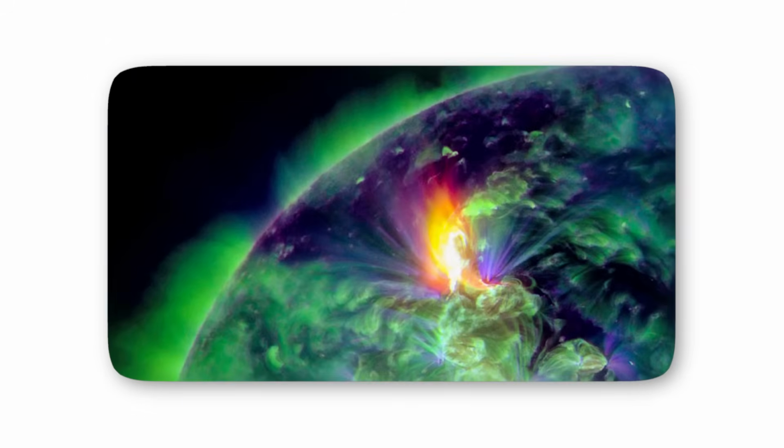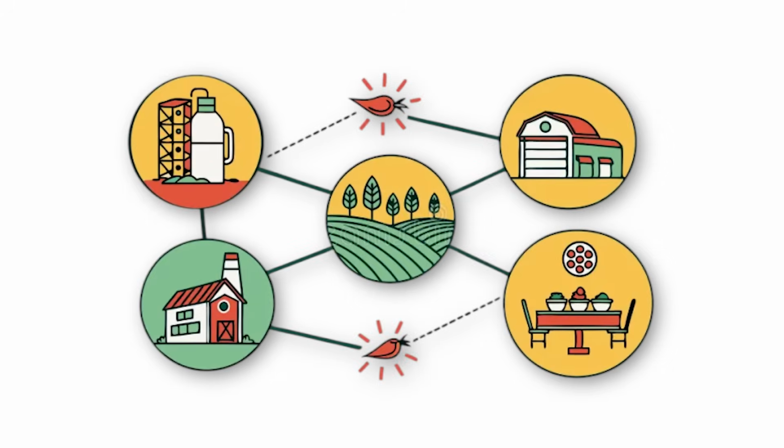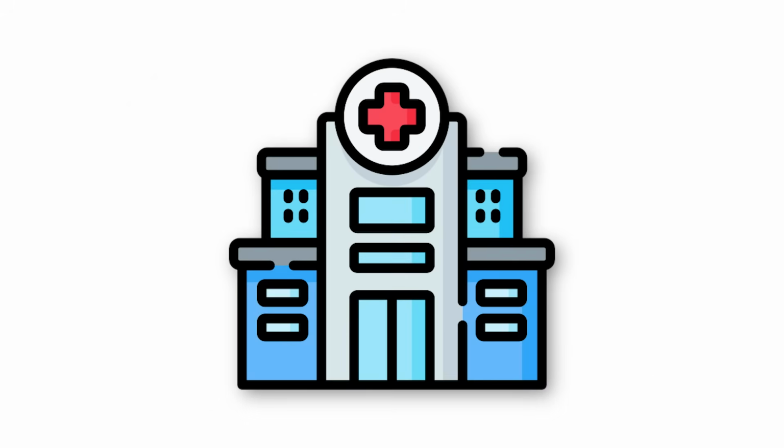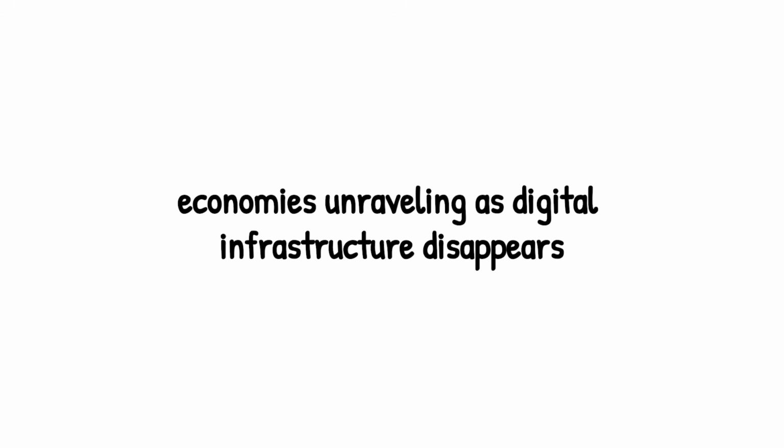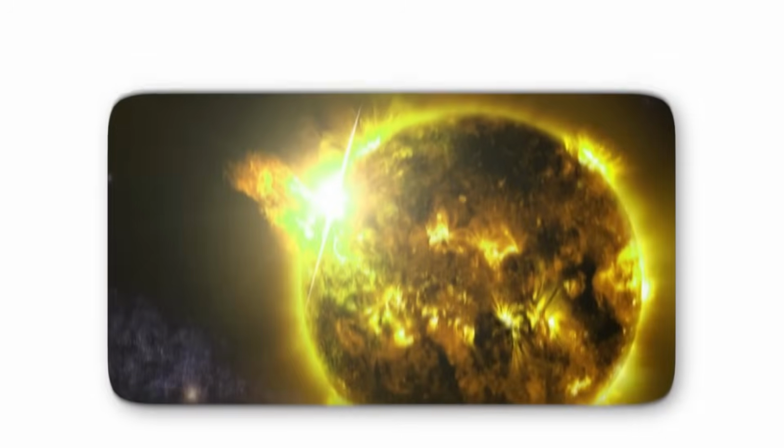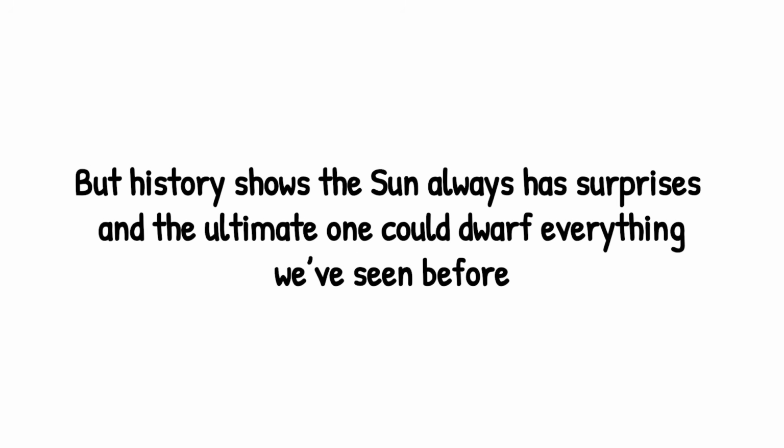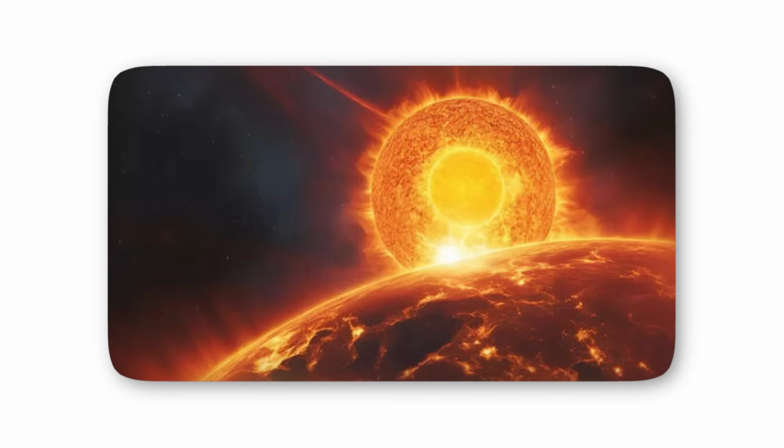The aftermath of a superflare would be apocalyptic in slow motion. Food supply chains collapsing without refrigeration, hospitals unable to run life-saving equipment, economies unraveling as digital infrastructure disappears. In short, a global technological reset. We hope superflares remain speculative, but history shows the sun always has surprises, and the ultimate one could dwarf everything we've seen before. But even beyond superflares lies the most terrifying, purely theoretical possibility, the star killer flare.